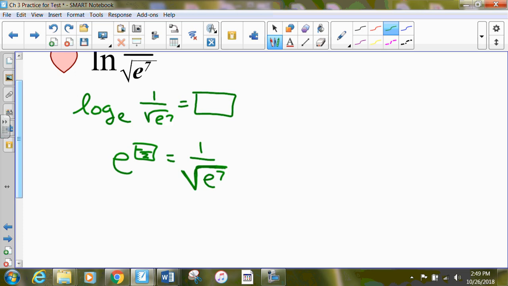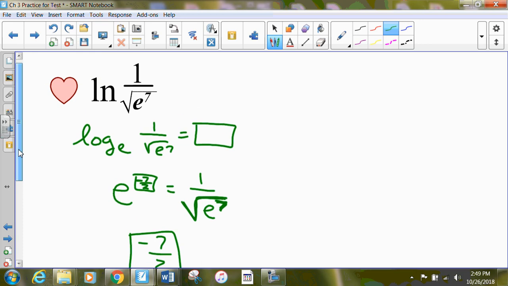And I also see that e has been raised to the 7th power. So there you go. e to the negative 7 over 2 is the same as 1 over root e raised to the 7th power, and my answer would be negative 7 over 2. There's actually 3 ways you could do it.